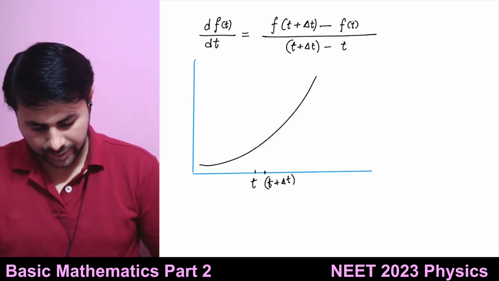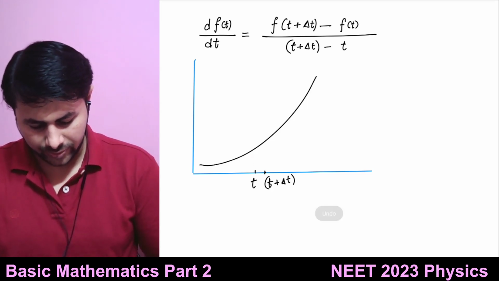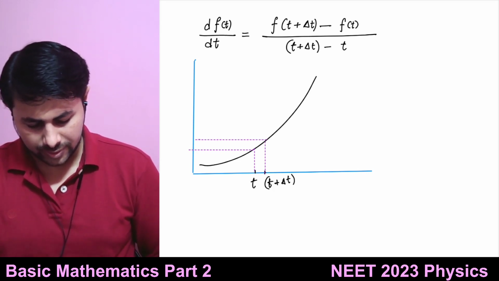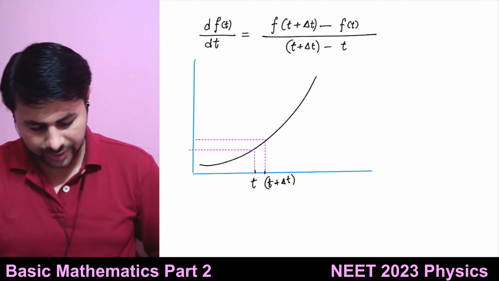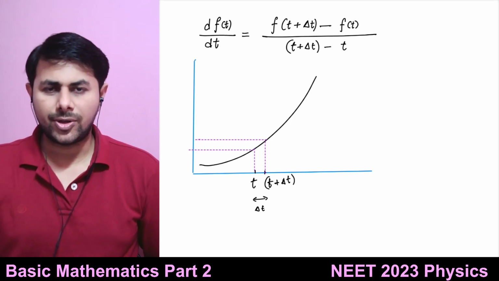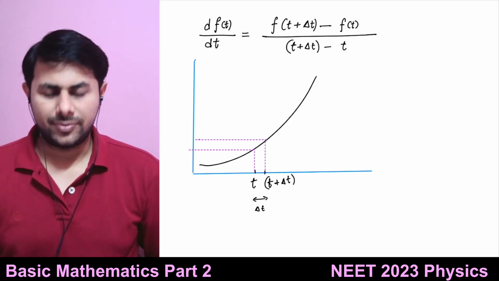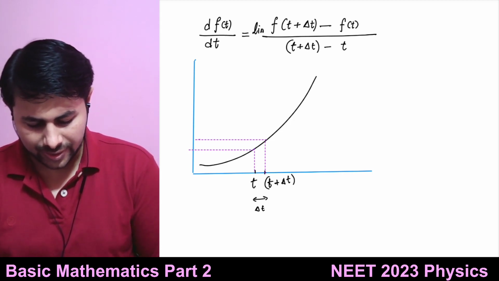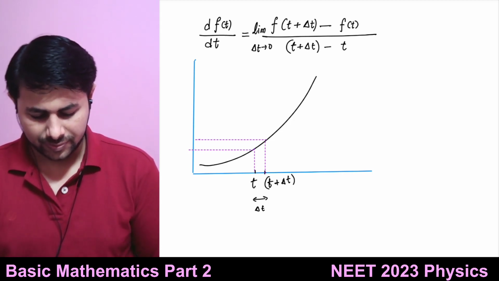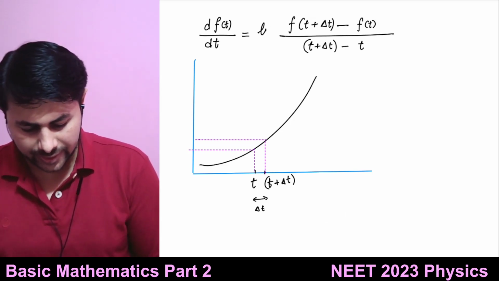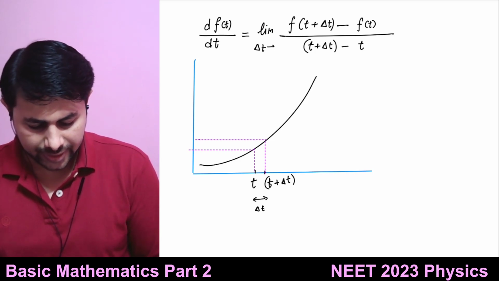Then you find the values of x corresponding to t and t plus delta t, right? So this delta t is very small. How small? It is almost zero. How do we show that? We write it as limit delta t tends to 0. Let me make space for it. So we write it as limit delta t tends to 0.